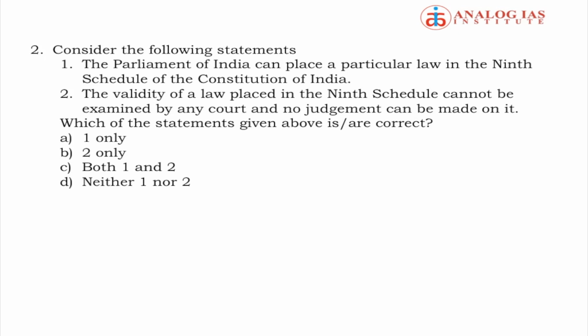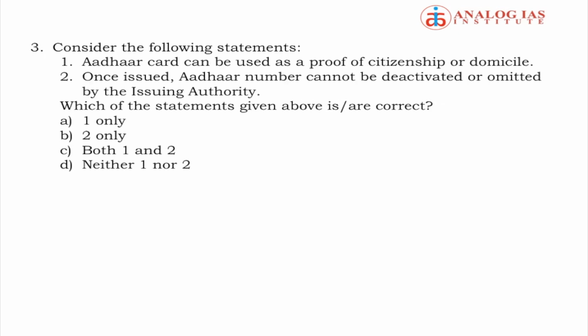We now come to the third question. It says, the first statement, Aadhaar card can be used as a proof of citizenship or domicile. This statement is wrong, and recently the Calcutta High Court has held that Aadhaar card is not a proof of citizenship. Second statement, once issued, Aadhaar number cannot be deactivated or omitted by the issuing authority. This statement is also wrong because the Aadhaar authority, the UIDAI, can deactivate or suspend a person's Aadhaar number. Thus, both the statements are wrong. The answer is option D.